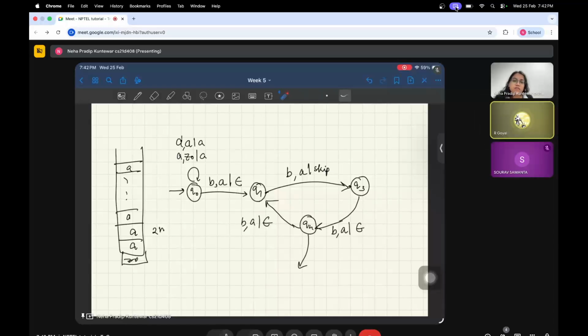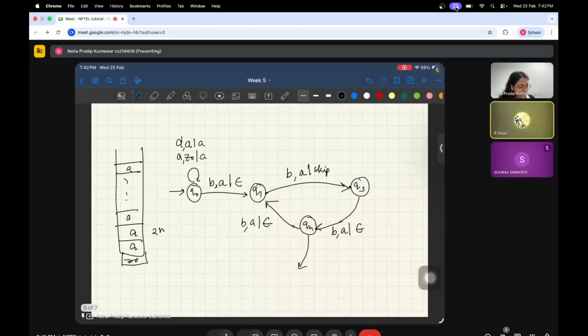And then from here, finally, from the state Q4, after making many moves, many traversals here, on Q4 I would be reading the null comma Z naught, and then I will make a move to the final state.